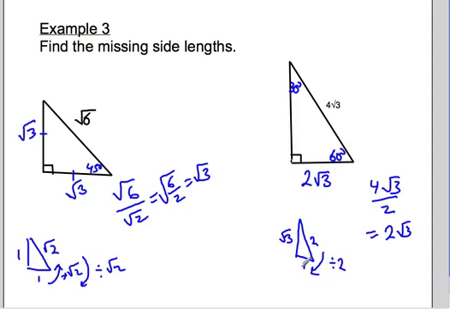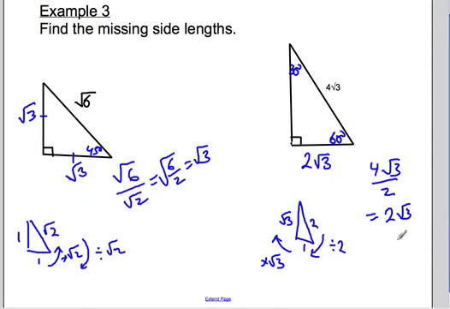And now to get to the longer leg, we've got to multiply by root 3. So I'm going to do 2 root 3 times root 3. Root 3 times root 3 is going to give you 3. So that's going to be 2 times 3, which equals 6. Okay, so if you multiply 2 root 3 by root 3, we get 2 times 3, which is 6. So 6 is our longer leg length.